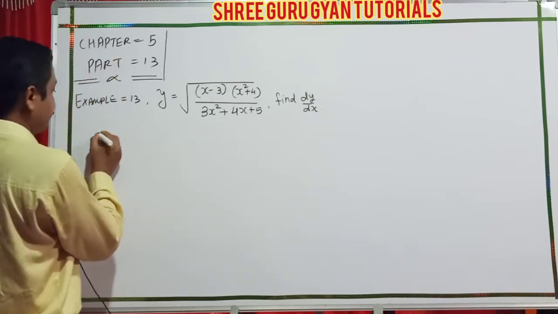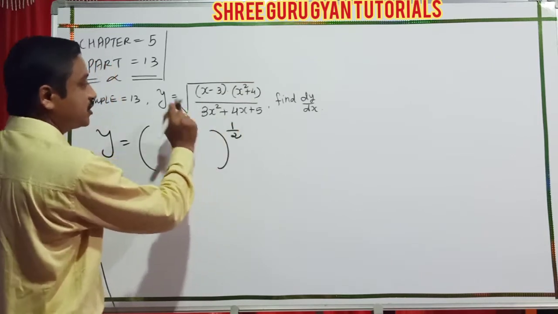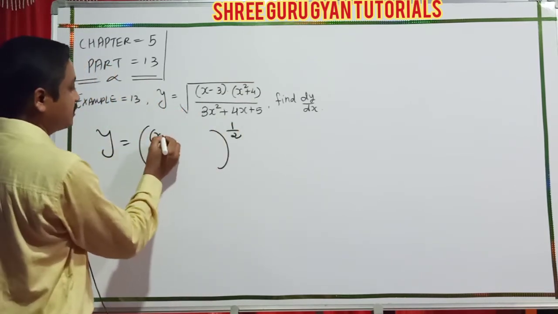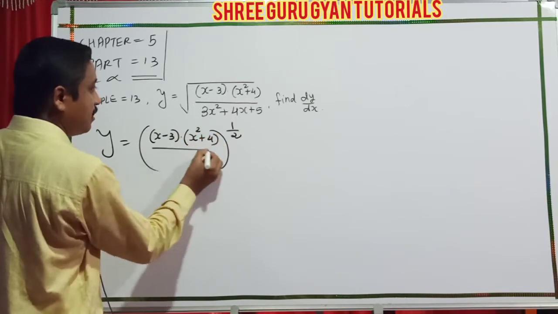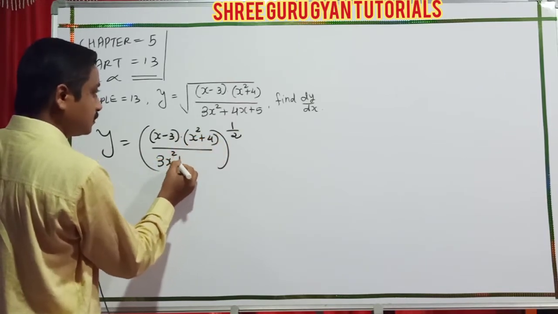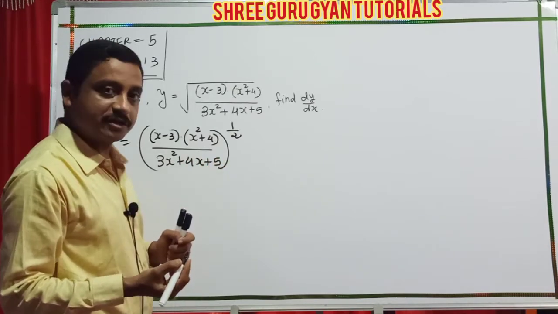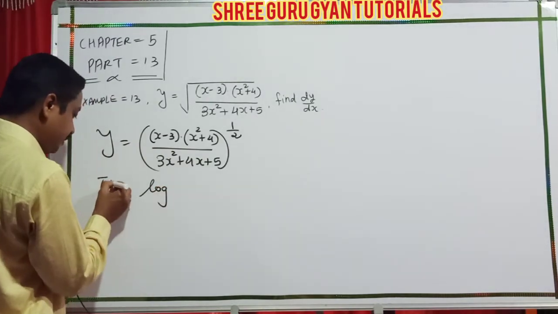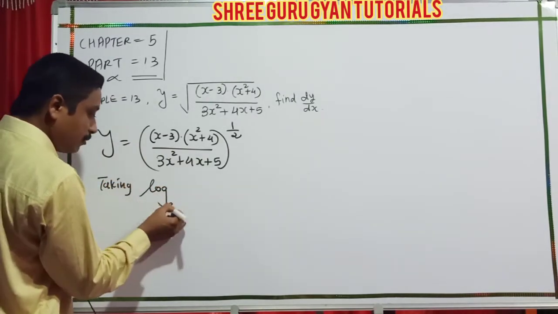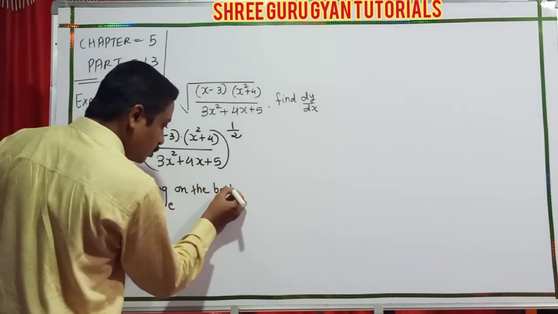I am taking the given term raised to half, because a root is given, and the other part is the same: by 3x square plus 4x plus 5. Now I start the derivative, but first taking log on both sides. So taking log base e on both sides.